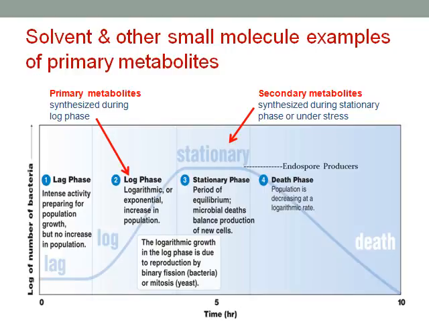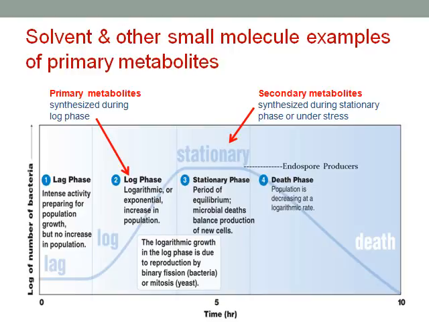An additional set of terms that one will see are primary metabolites and secondary metabolites. And these are produced during different phases of either the bacterial or yeast life cycles. Here this just shows a representative life cycle, diagrammatically.